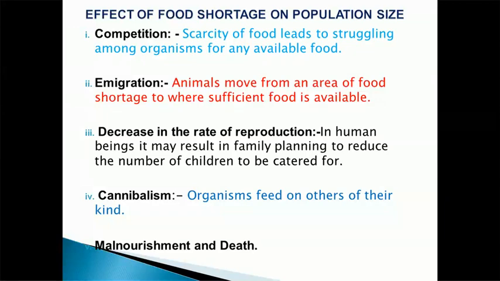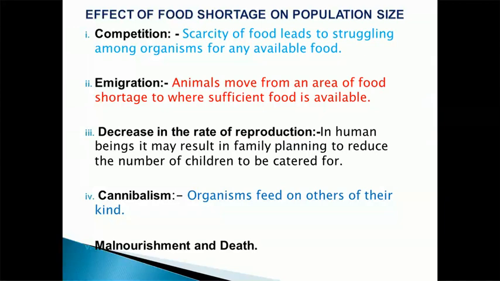Even human beings, it can result in them going as far as looking for different methods in order to control the number of family. So they can take to family planning in order to reduce the number of children they reproduce and can cater for.